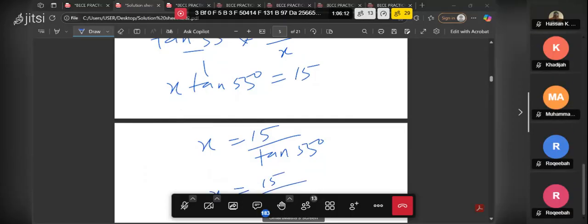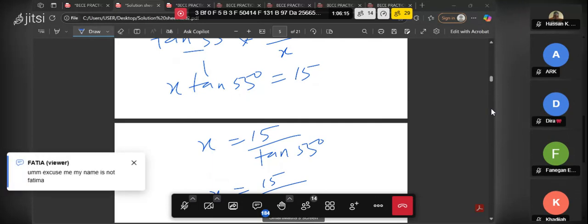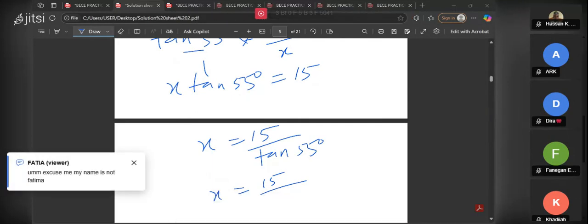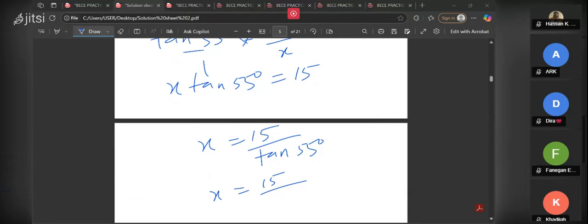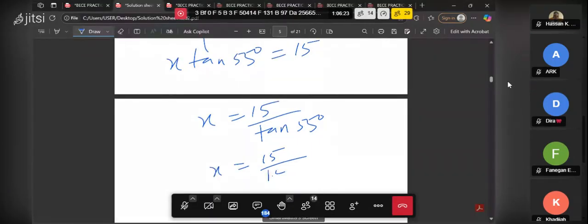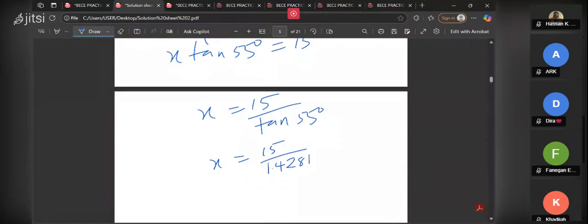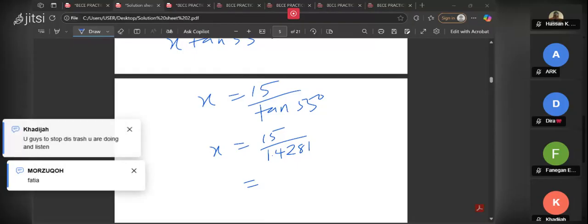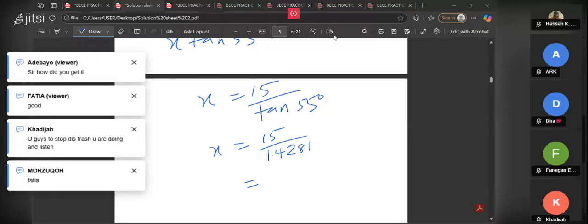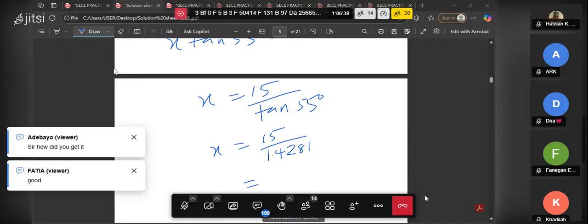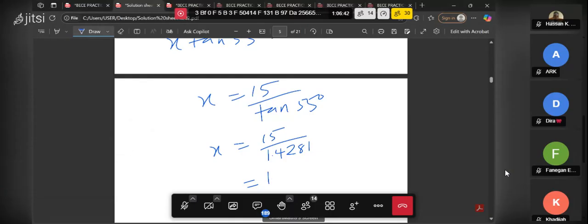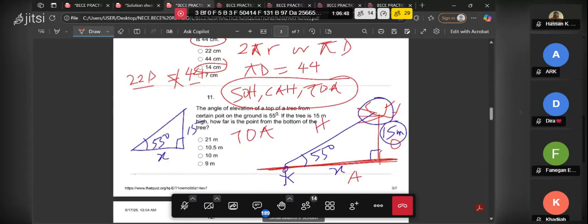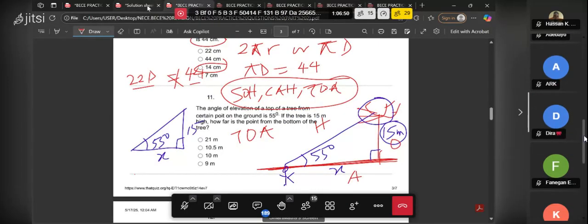So let's use our calculator. Tan 55 equals 1.4281. So we now divide 15 by 1.4281, and that gives us 10.5. So let's check 10.5. That is there. I hope this is clear to you.